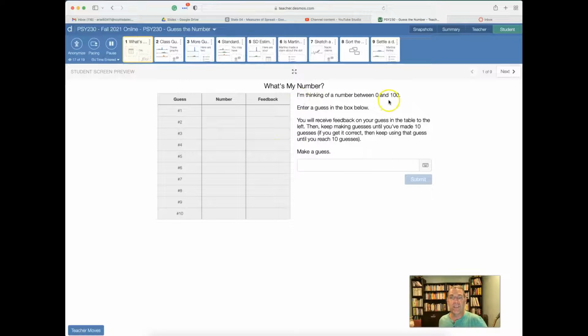Just to set you up here, to remind you, in the Desmos activity, I'm thinking of a number between 0 and 100, and you're trying to guess that number. Every time you put a guess in, it's going to show that number and give you feedback. So I'm going to make a guess of 44. I submit that and it tells me 44 is too low. Now I'm going to replace the 44 with 88 and submit that. Now 88's too high. Okay, 70. Submit that. And 70 is also too high.